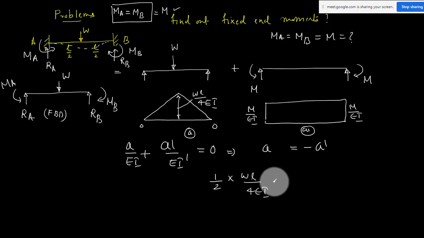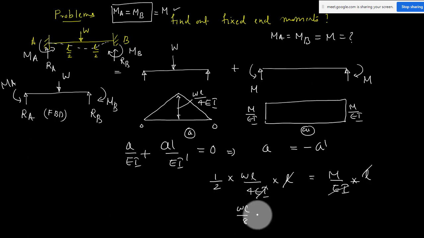Okay, so into L, that is half into BH. This area should be equal to your second area. What is the second area? M by EI into L. So if you solve this equation, this L is going to get cancelled, EI will get cancelled. So you can get the value, this is WL by 8 equal to M.